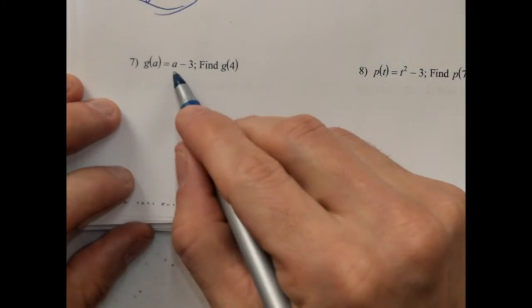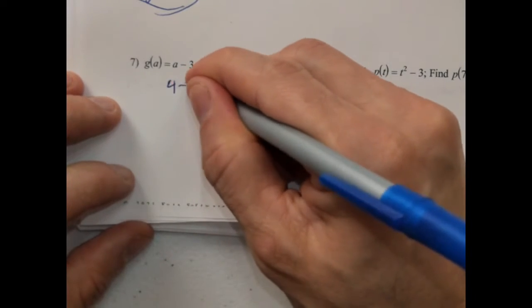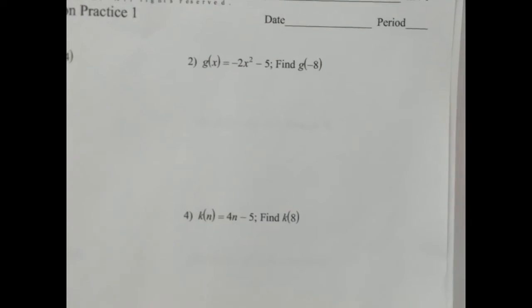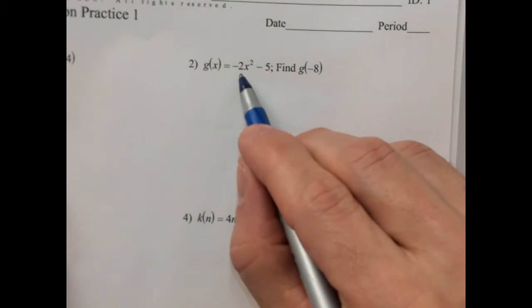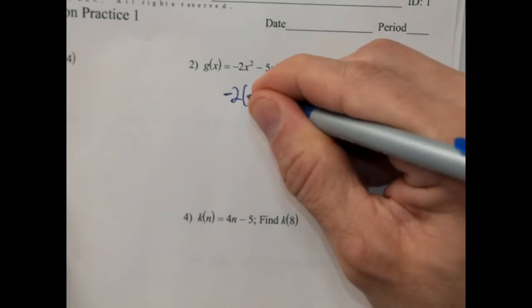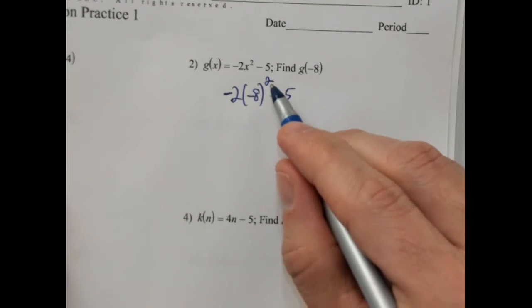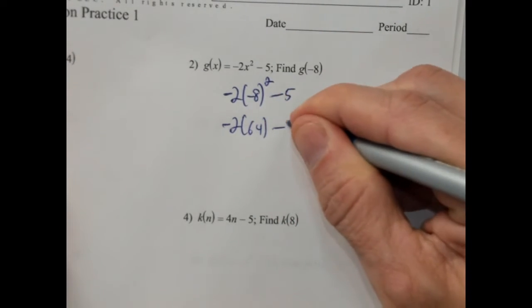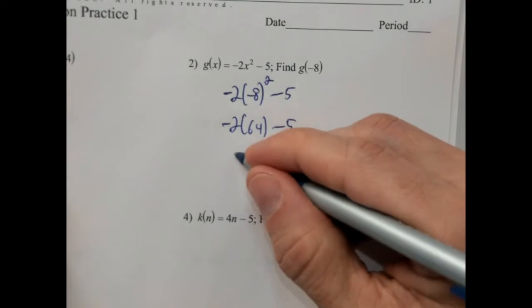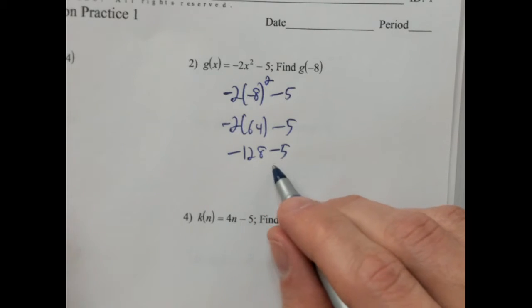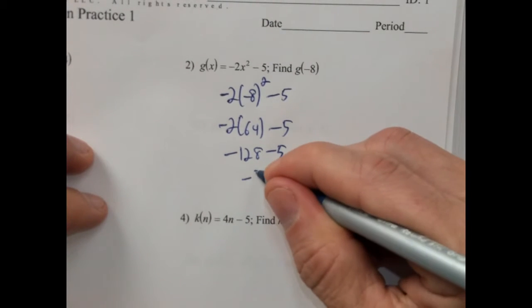g of a is equal to a minus 3, find g of 4. 4 minus 3 is 1, so g of 4 equals 1. Now g of negative 8, where g of x is negative 2 x squared minus 5. Negative 2 times the quantity negative 8 squared, minus 5. We do the squared part first, so negative 8 squared is 64. Negative 2 times 64 is negative 128, and negative 128 minus 5 is negative 133.